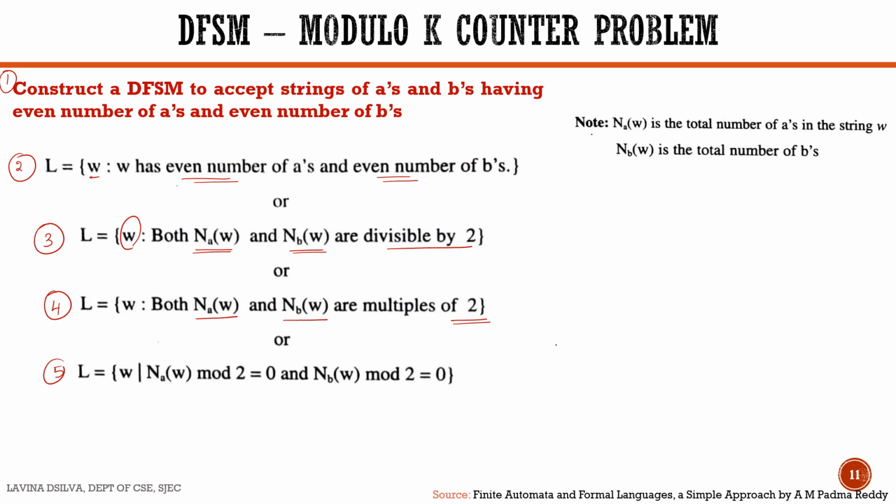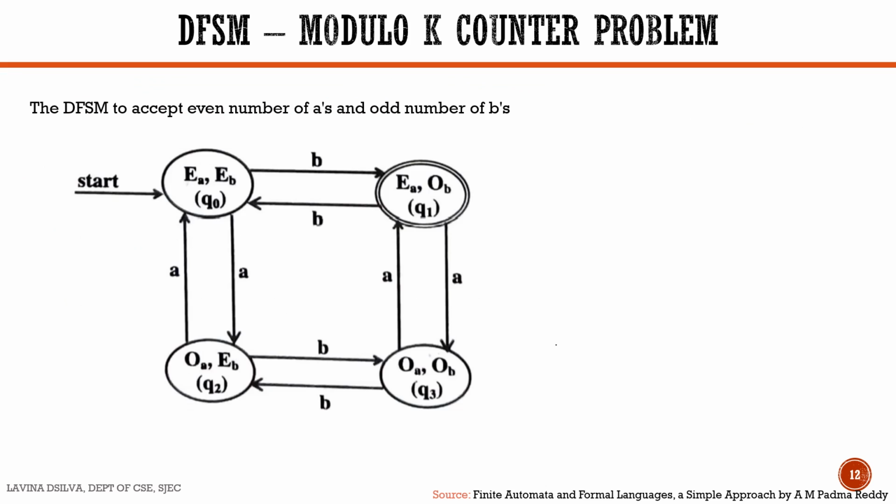The fifth way of asking the question is by making use of the term mod, where number of A's in W mod 2 is equal to 0, and number of B's in W mod 2 is equal to 0. So there are different ways in which the same question can be asked. In case we want to change the question to even number of A's and odd number of B's, then which state becomes the final state? The Q1 state.